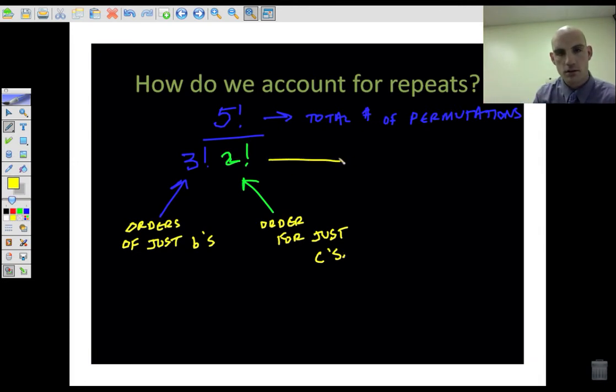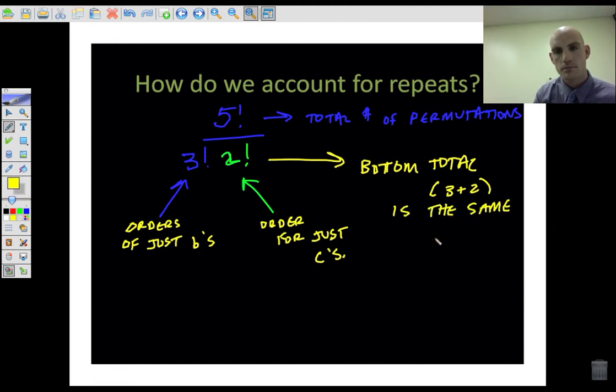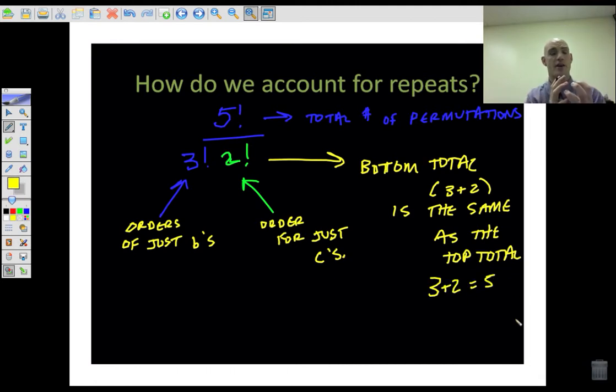Notice the bottom total, which is 3 plus 2, is the same as the top total. 3 plus 2 equals 5. Okay? Everything that's accounted for on top is also accounted for on the bottom. Okay? That's how we account for repeats.